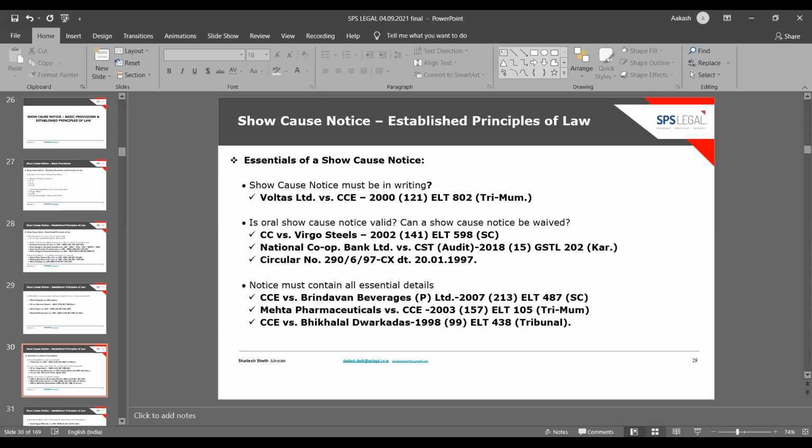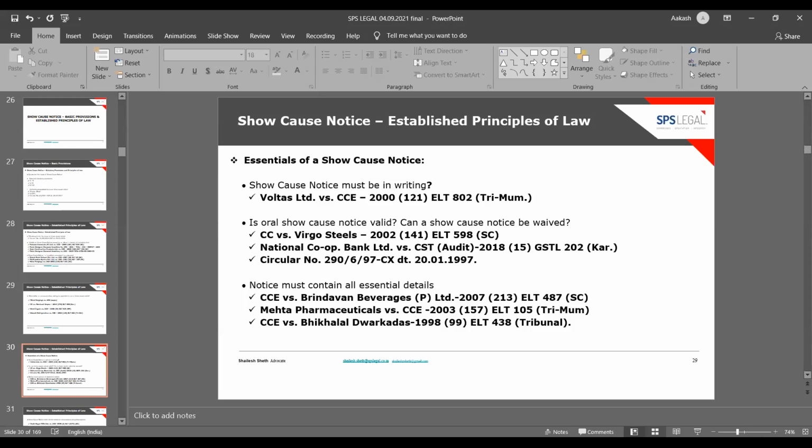One of the most important and celebrated judgments, which has been a guiding searchlight for all these years, is that of the Supreme Court in Brindavan Beverages. In Brindavan Beverages, if I were to quote the Supreme Court's exact wording, the court says the SCN is the foundation on which the department has to build up its case. Friends, let me repeat this. The SCN is the foundation on which the department has to build its case.